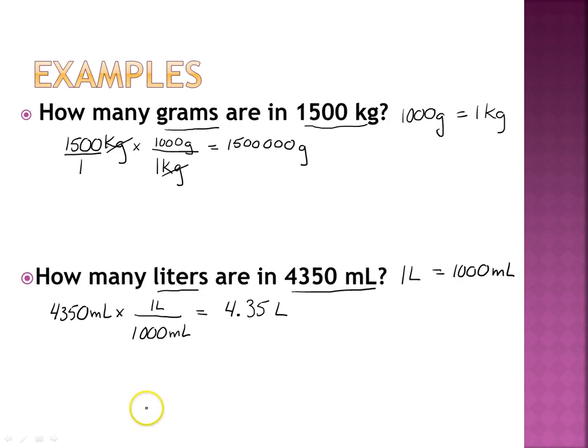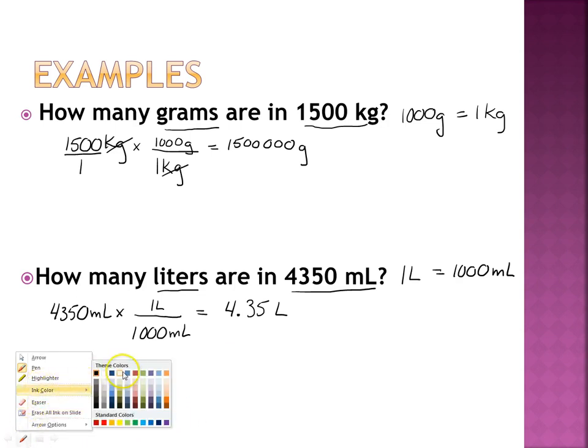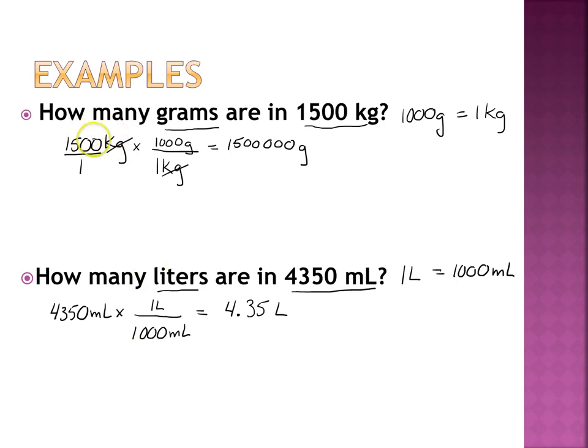Now with both of these, let's take a minute and make sure that we've got the right number of sig figs. I'll do this in a different color just so you can see it. My given is what you're going to use for sig figs. There are 2 sig figs in my given, so I need to have 2 sig figs in my answer. So those match. In this one, I've got 3 sig figs in my given. So I've got 3 sig figs in my answer. So those match.